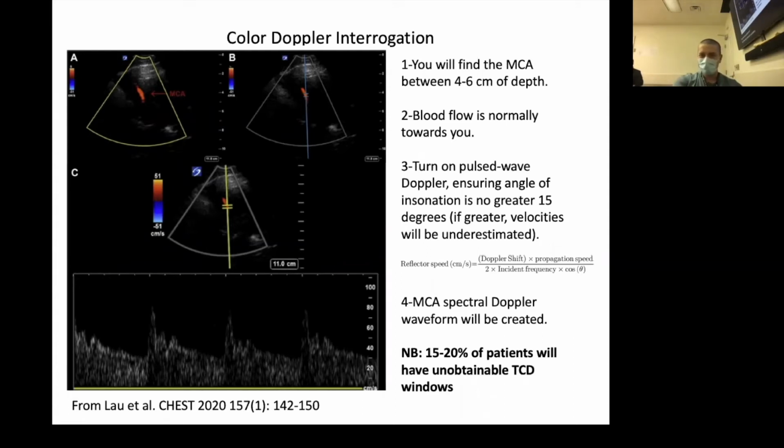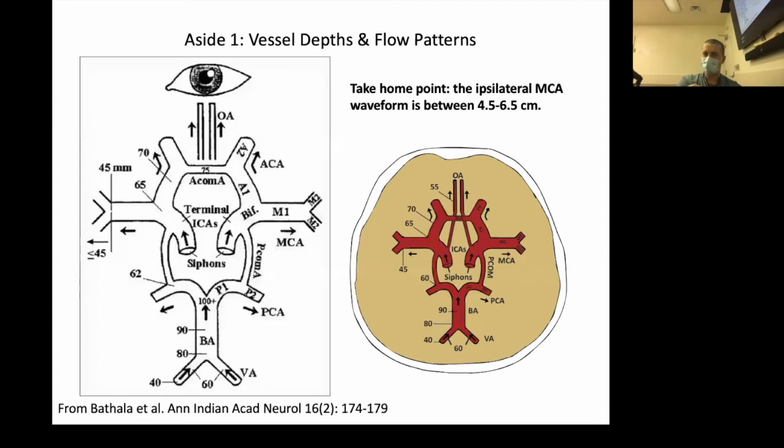Okay, so I want to go through a couple of asides before we start digging into actual ICU cases. The first aside, and I kind of harped on it a little bit, is that it's so important to know the depth and flow patterns before you start sticking these things on heads, because you can start interrogating all kinds of different vessels that might not even be arterial flow. Yes, you can insonate all of these vessels via different strategies, and I'll briefly talk about that.